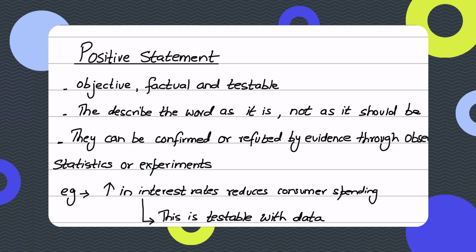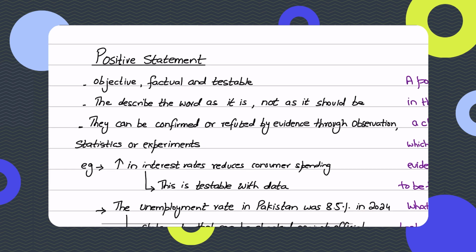We can test it. We can look at space, and we can ask NASA to provide us with data on whether the sun revolves around the earth or not. So a positive statement is a statement that could be tested, and based on that you can reject it. We're saying no, it's not the sun revolving around the earth; in fact, it's the other way around. So a statement that could be tested is a positive statement, based on evidence and observation.